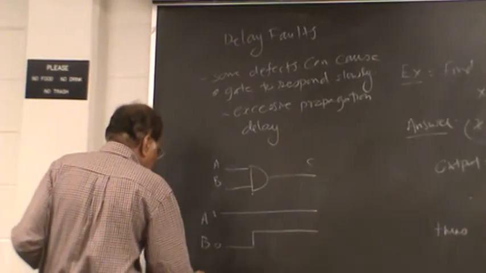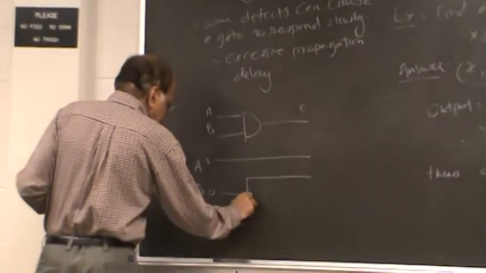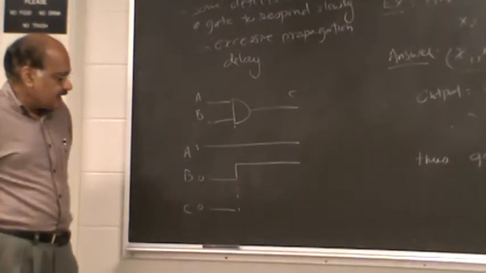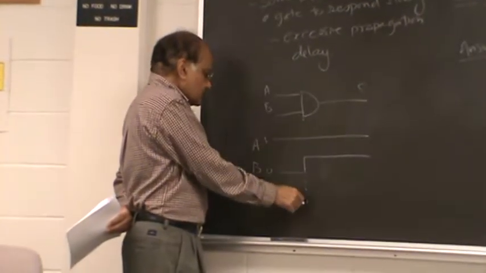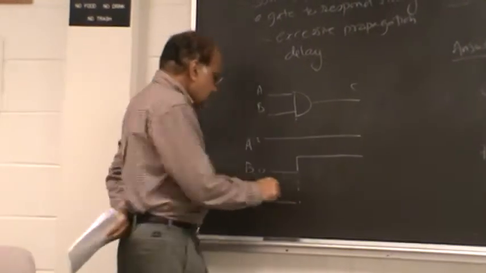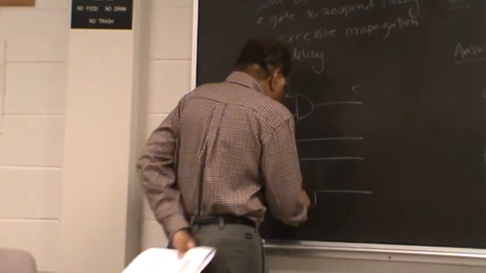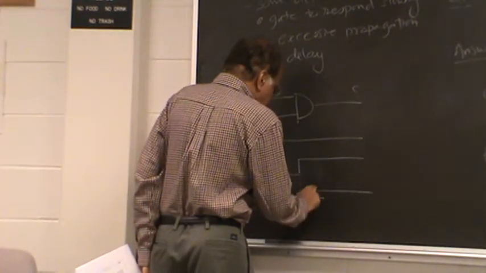So how will C look like? Well, in the beginning it would be 0. Now that is an AND gate. So since A is 1, when B goes to 1, C will also go to 1. But not immediately, after some propagation delay. So here, you have some propagation delay.